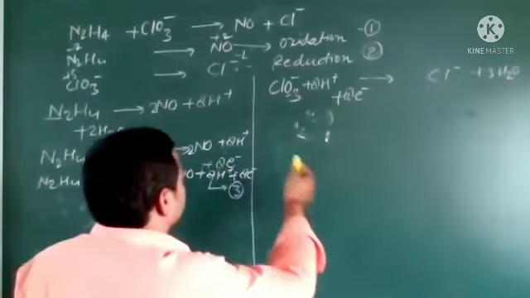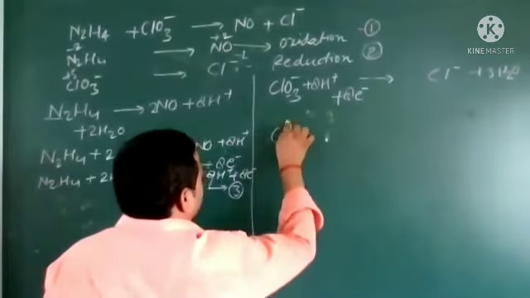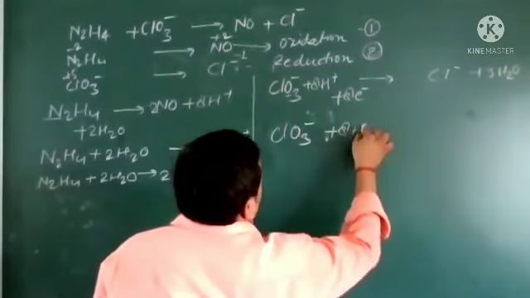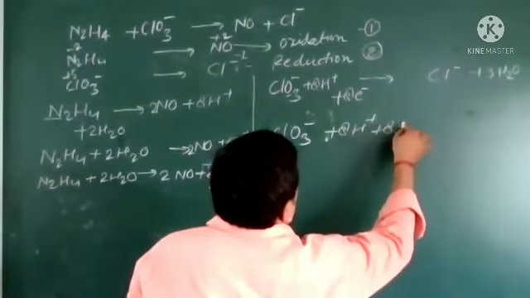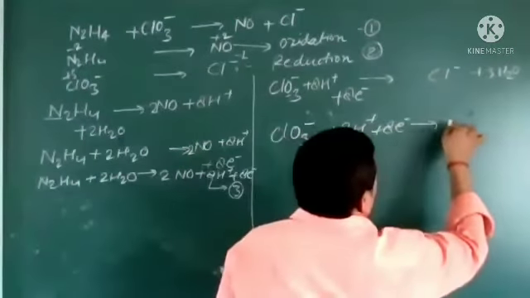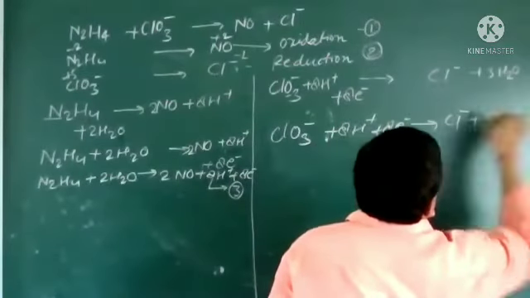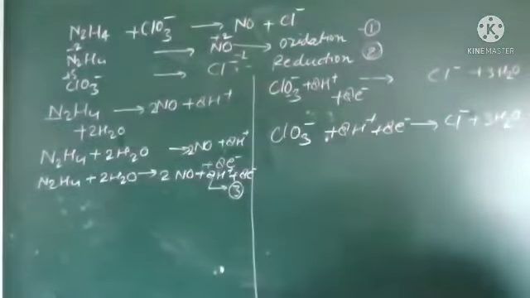Again I can write here, because this is chemistry class, not math class, so I will do only what is necessary. 8H plus and 8 electrons here. This you see: Cl minus plus 3H2O. Okay, this I wrote.